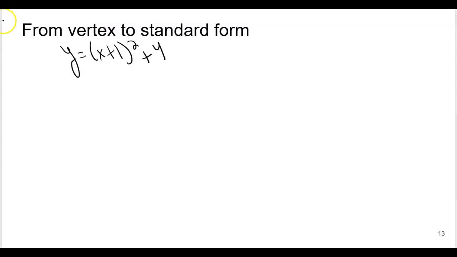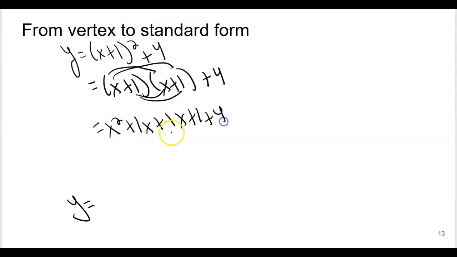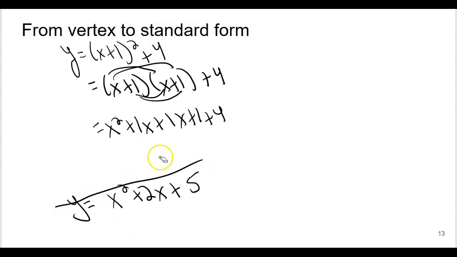So if we saw something like this that is in vertex form and it wants it in standard form, that means it wants an answer that does not have any parentheses. So I'm going to write this twice, and then I can FOIL or use the box method. And I end up with x squared plus 2x plus 5. That would be what that looks like in standard form.